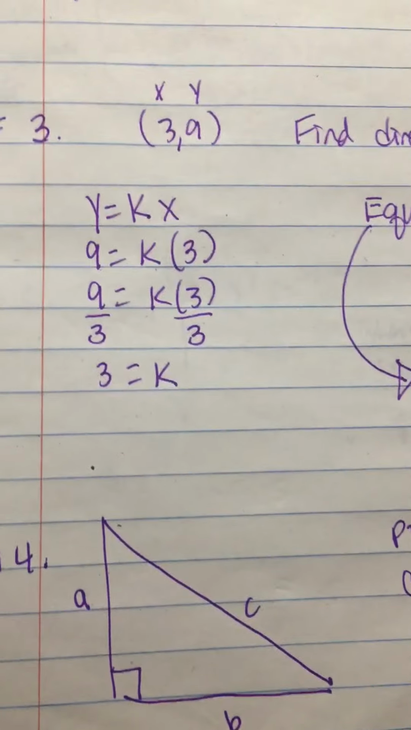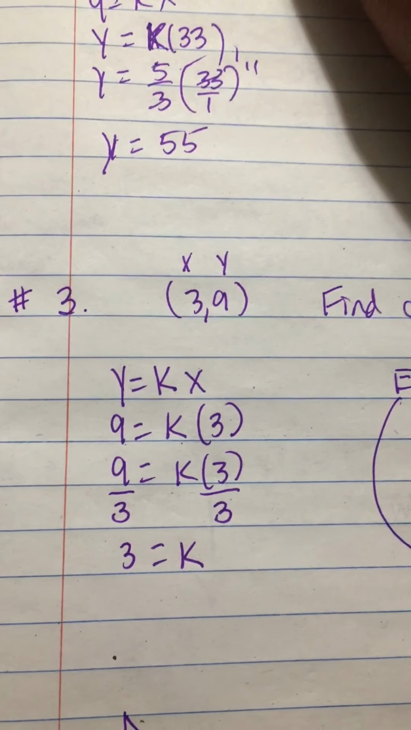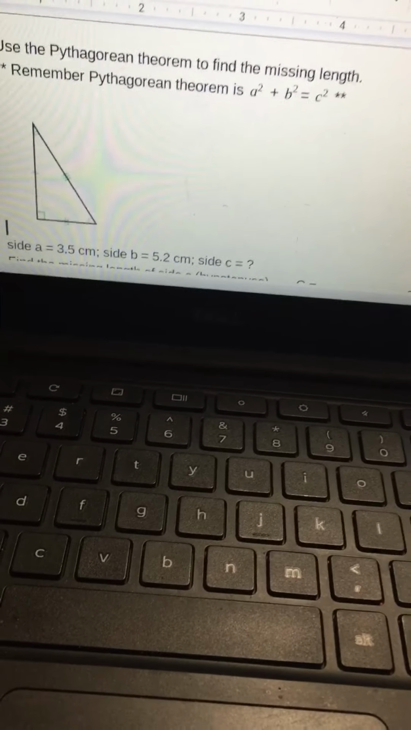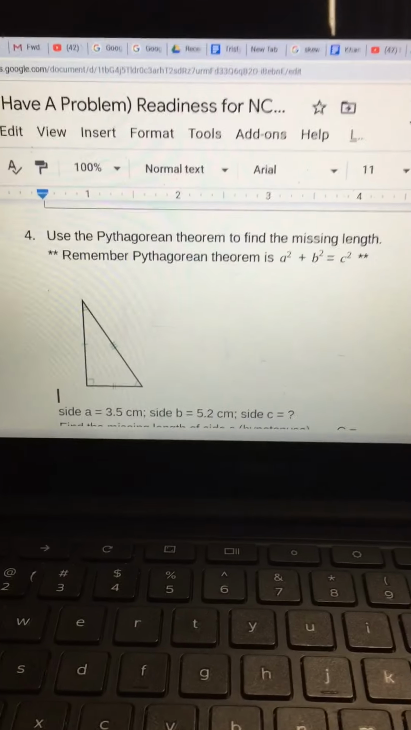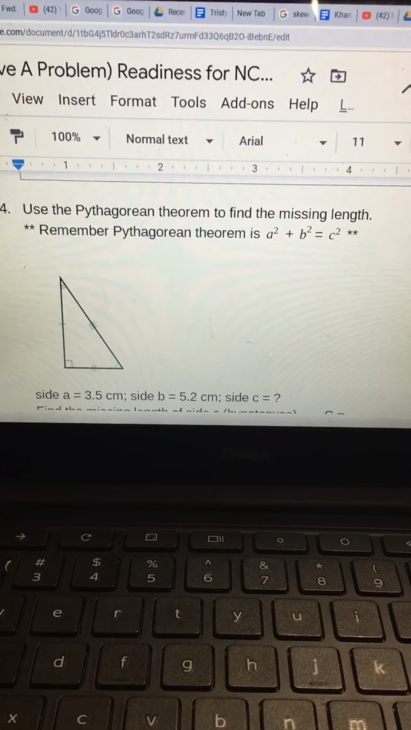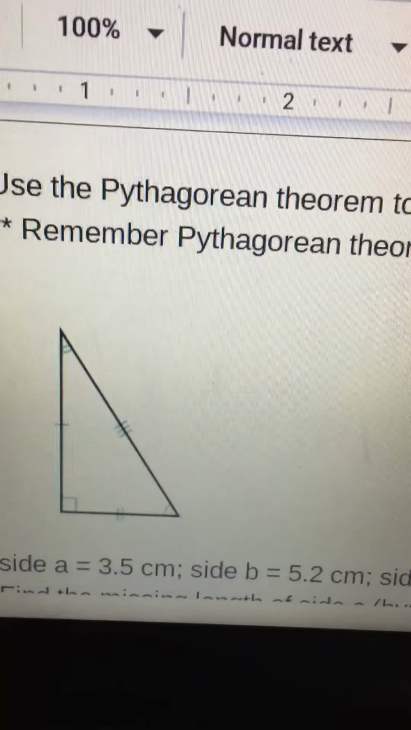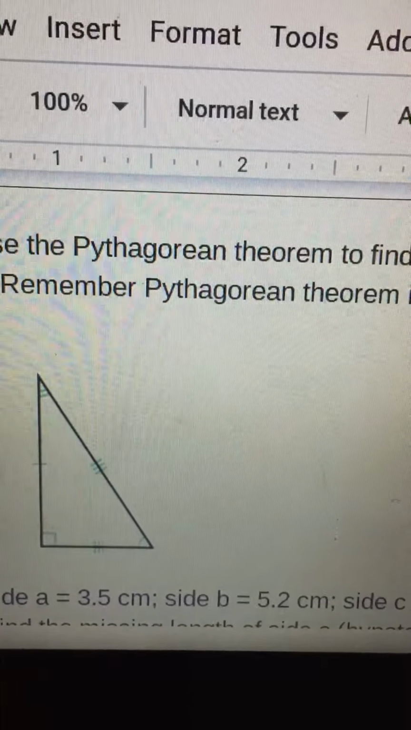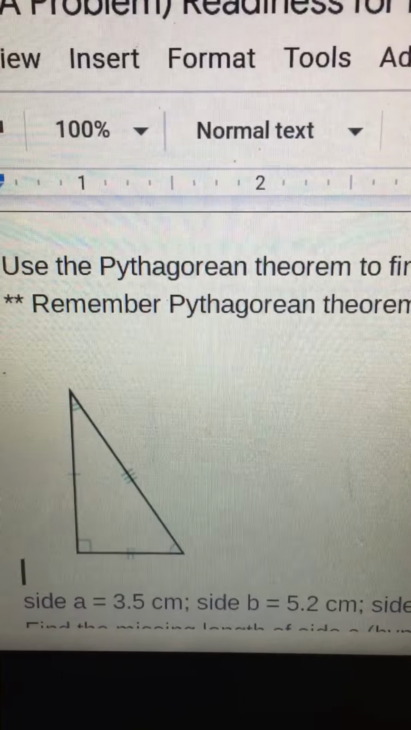All right. Our next question, number 4. Number 4 is the question using the Pythagorean theorem. One of my favorites. I love Pythagorean theorem problems. All right, it says use the Pythagorean theorem to find the missing length. And I gave you an illustration. I did not fill in all the details, but if you look carefully, you'll see that it is a right triangle. But I didn't give you the sides.